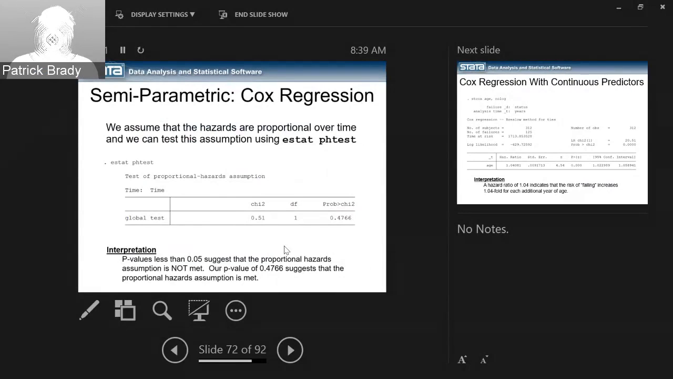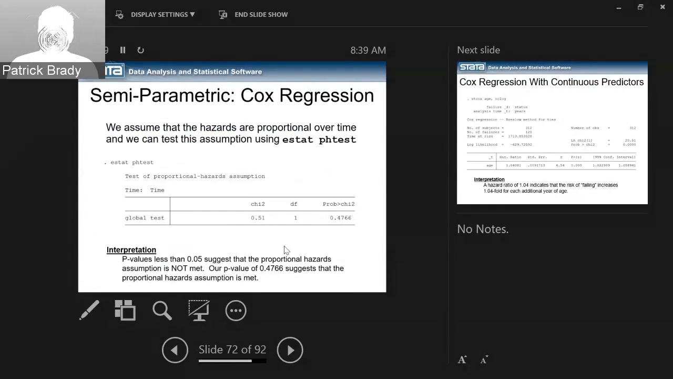And in this case, the p-value is 0.4766. This is a time when we don't want to see small p-values, because if we see small p-values, that means we have a problem and we'd have to deal with it. But in this case, we don't. We don't have any evidence that that assumption is violated.